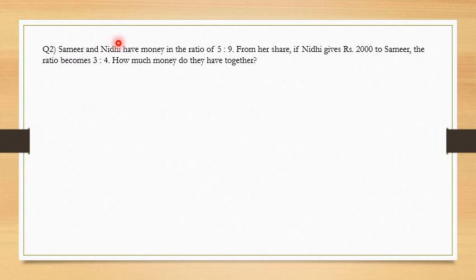Now, Samir and Nidhi have money in the ratio of 5 is to 9. From her share, Nidhi gives 2000 to Samir and the ratio now becomes 3 is to 4. तो ओरिजिनली जो उनके पास पैसे थे उसका रेशियो इज 5 is to 9, पर निधि ने जब समीर को 2000 रुपए दे दिए अपने शेयर से तो उनका रेशियो बदल के 3 is to 4 हो गया. तो अभी हमें कैलकुलेट करना है कि उन दोनों के पास कितने पैसे हैं.